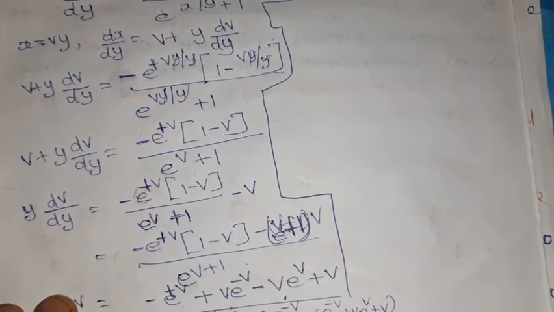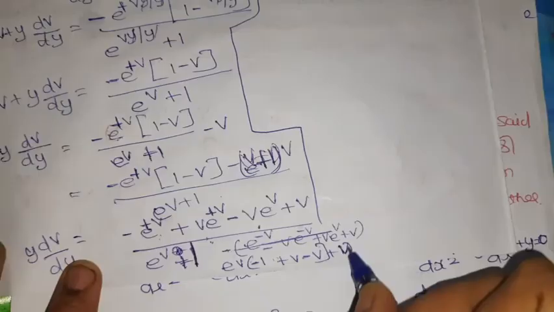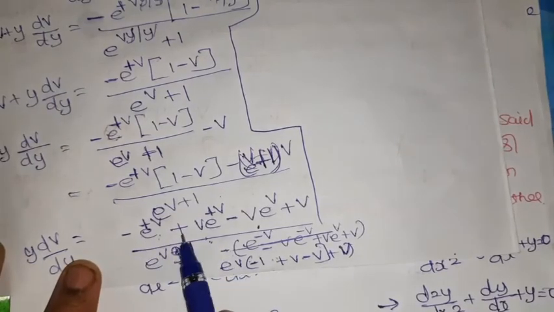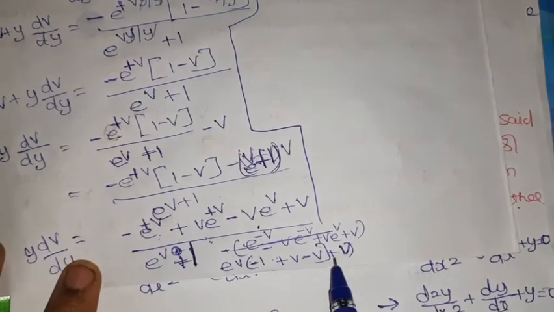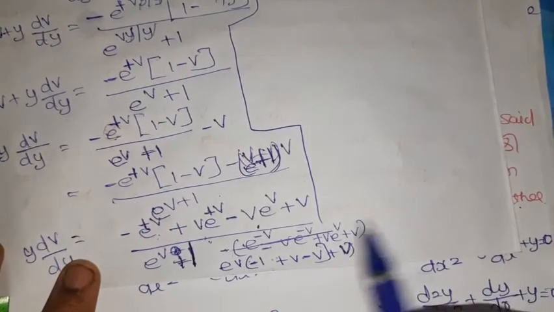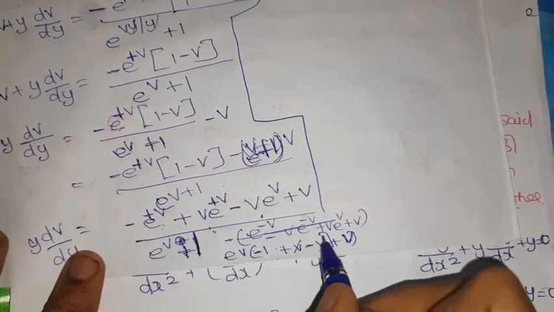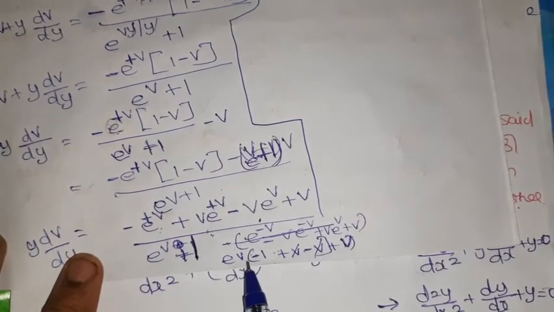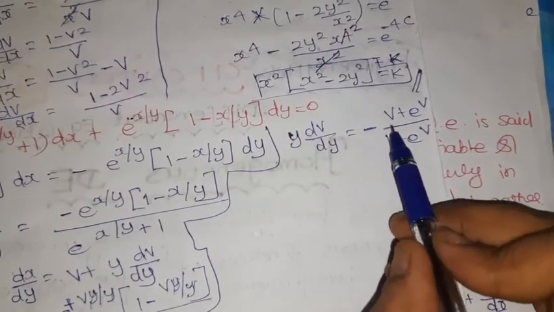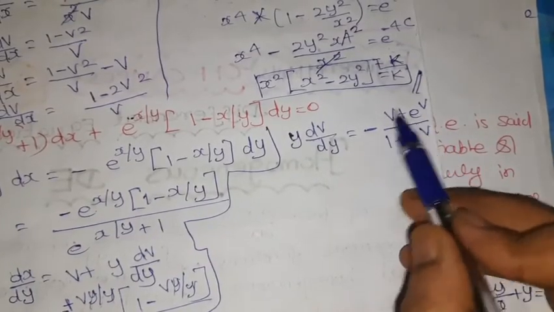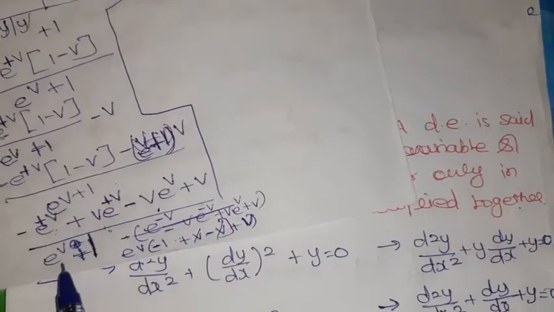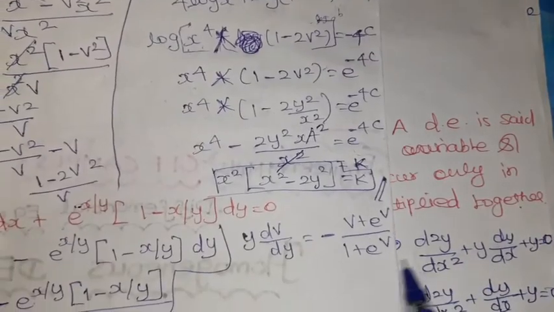So now we eliminate this minus, taking it in the numerator part. By simplification, what will we get? e power v outside, minus 1 plus v minus v plus v, here v outside. So this v gets cancelled. What will be in the numerator? Taking the minus outside, minus e power v plus v, or minus v plus e power v, same here in the numerator, 1 plus e power v plus 1, or 1 plus e power v.